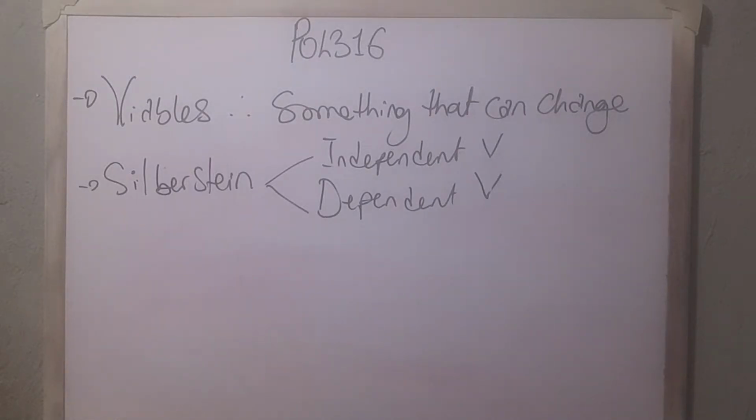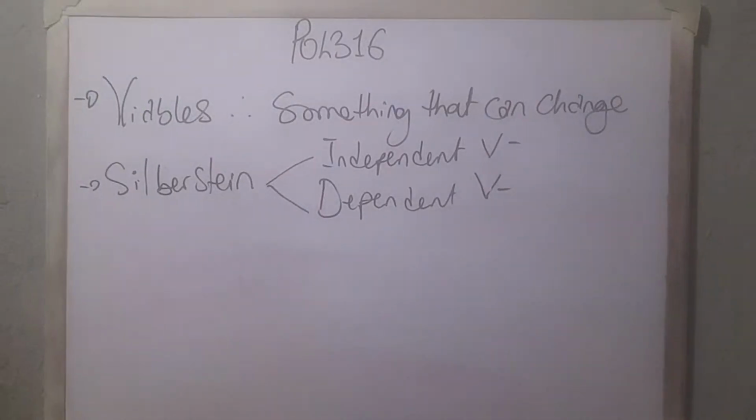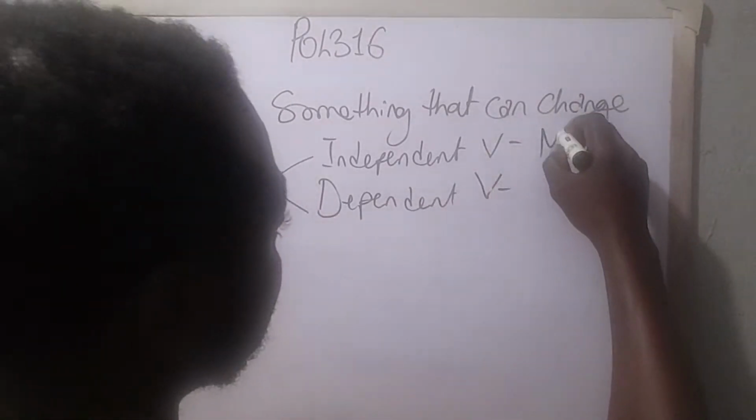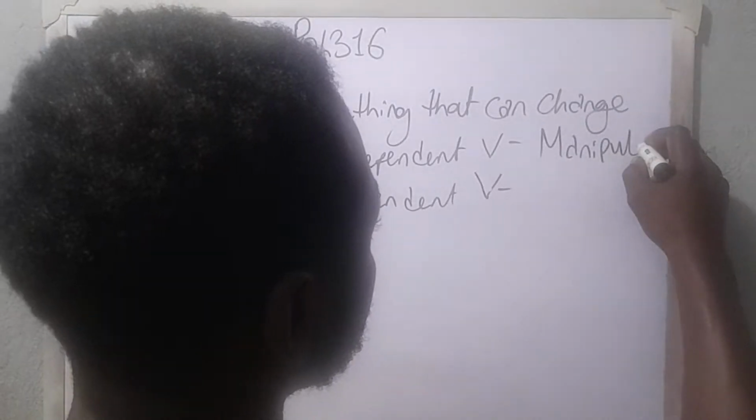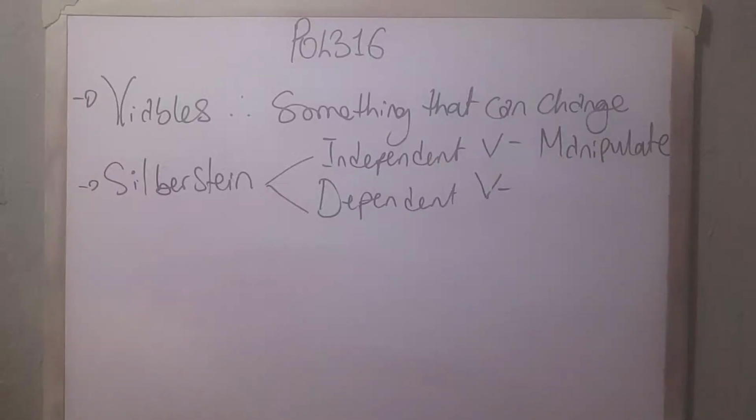Now, speaking of the dependent variable and the independent variable, the independent variable is the variable that scientists manipulate. Independent, manipulates. These are variables scientists easily manipulate.